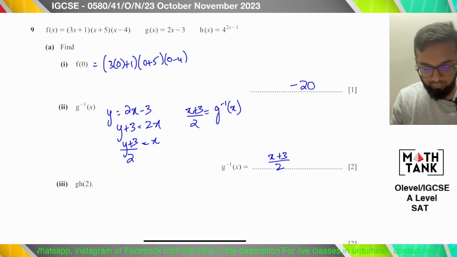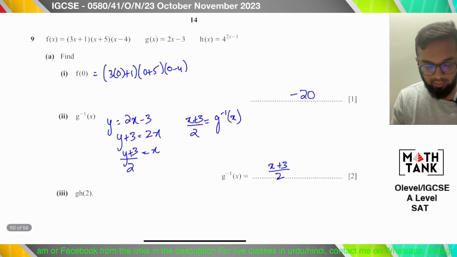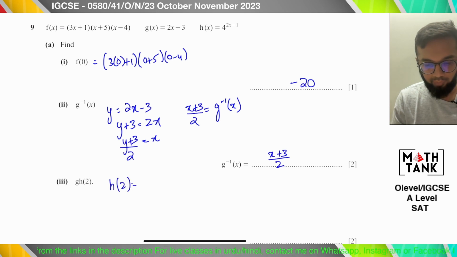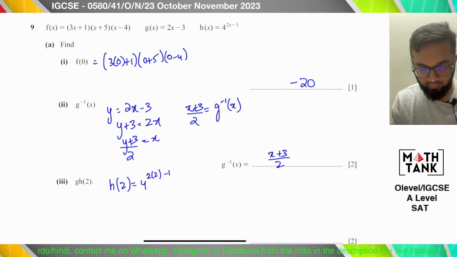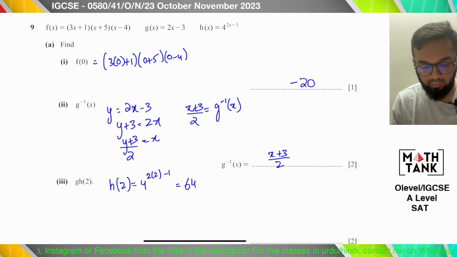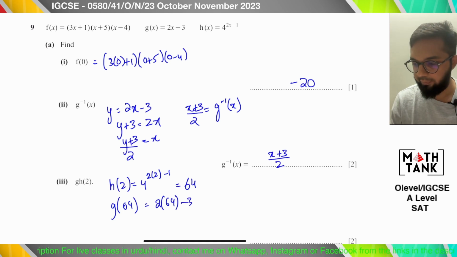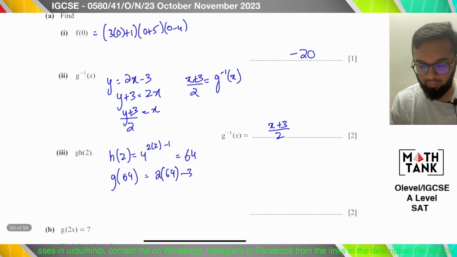GH of 2. So you can first calculate h of 2, which is 4 power 2 into 2 minus 1. 4 cube is 64. So what's g of 64? 2 times 64 minus 3. 125.